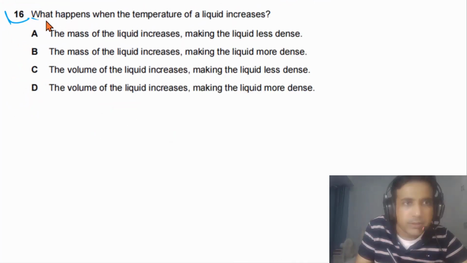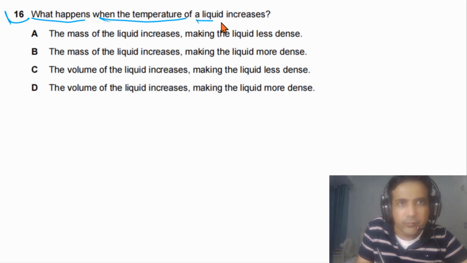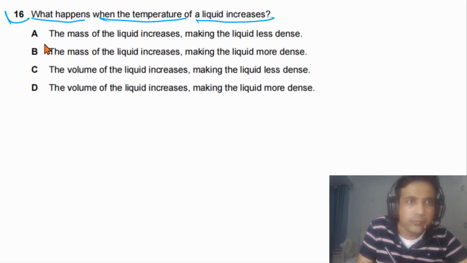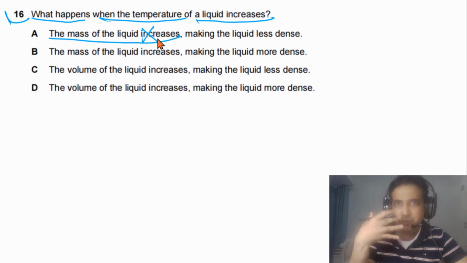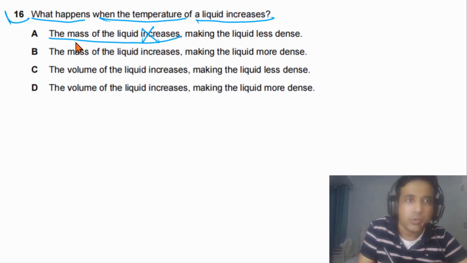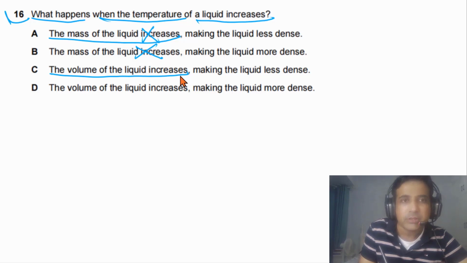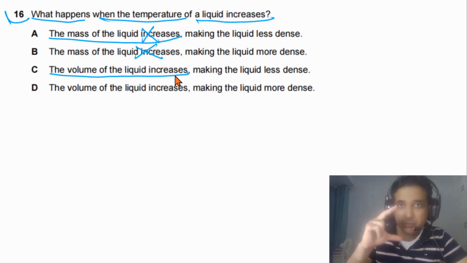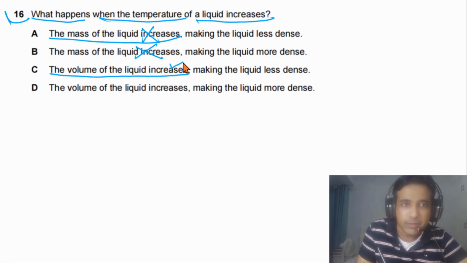Question 16 says what happens when the temperature of a liquid increases? For option A, it is given to us the mass of the liquid increases. Mass will not change. If you increase the temperature of the liquid, mass will not change. So option A is incorrect. Option B is also incorrect. Volume of the liquid increases, yes. If it is not a rigid container, volume of the liquid will increase. So this one is correct.